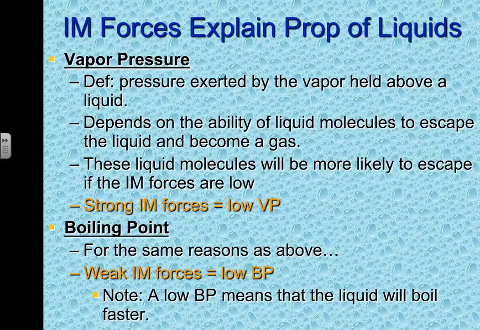That is vapor pressure. You might not think that bottle of water is intensely pressurized, but it does have some pressure that builds up on the inside because of water droplets vaporizing and becoming little molecules of water gas in the area above the water. So, pressure exerted by the vapor held above a liquid. It depends on the ability of the liquid molecules to escape the liquid and become a gas. In other words, if the liquid is not able to get up out of the liquid and become a gas, then obviously your vapor pressure is not going to be very high. These liquid molecules will be more likely to escape if intermolecular forces are low.